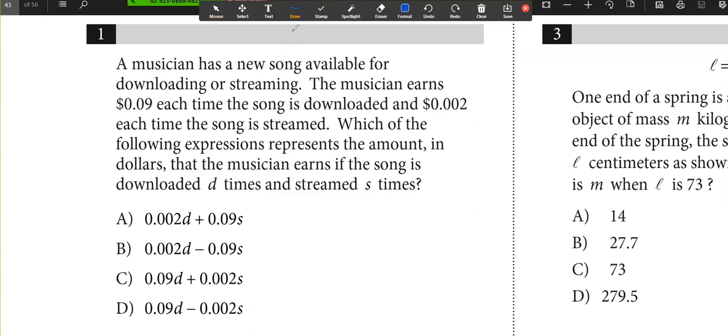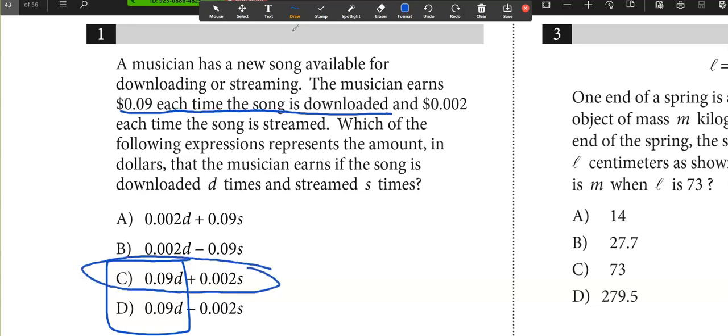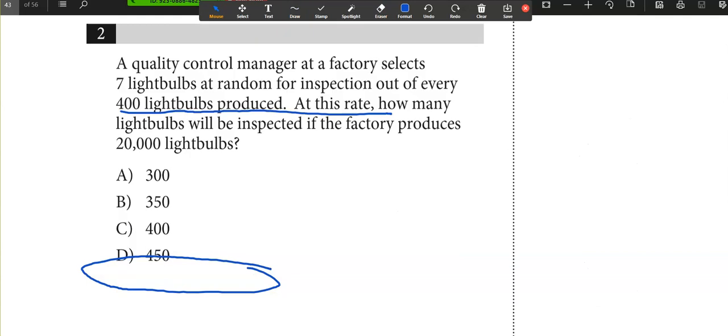So, a musician has a new song available for downloading or streaming. The musician earns 9 cents each time. So 9 cents each download. So it's either got to be C or D. Why is D a bad choice? Because it's subtracting instead of adding. Exactly. Somebody would be really mad if it was letter D. You'd be losing money when you're trying to make money.